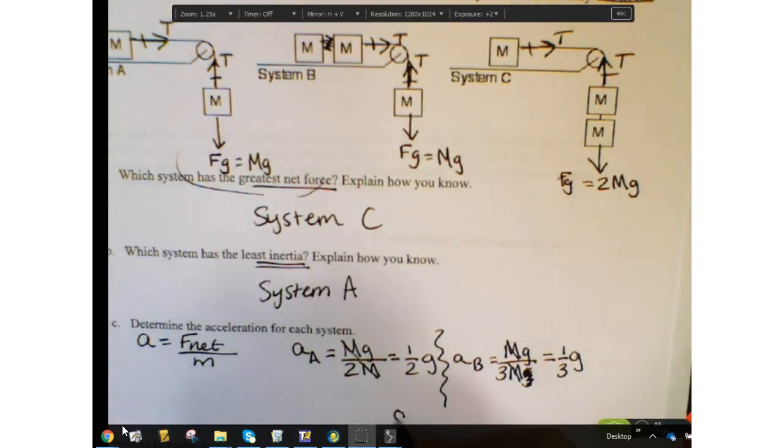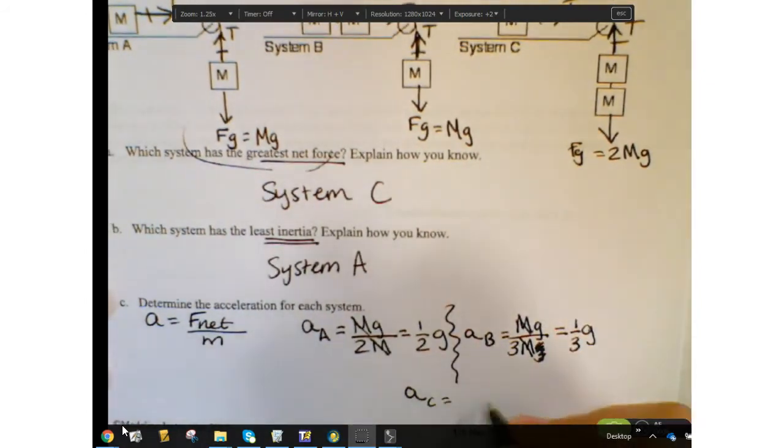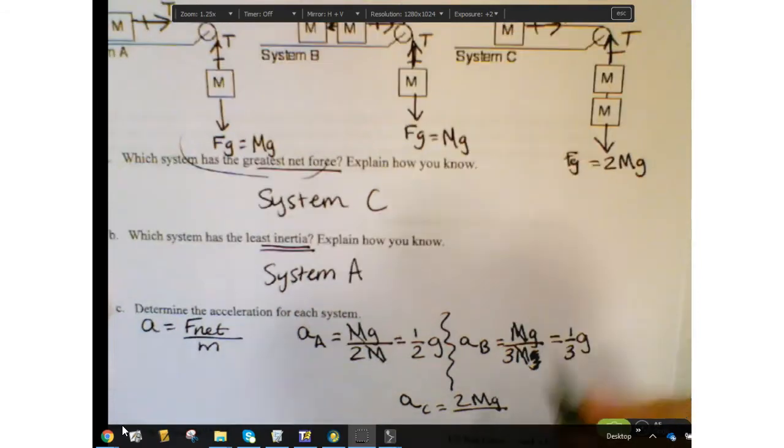Finally, if I'm looking at the acceleration for system C, the net force is 2 mg and the total mass is 3m. So it looks like this acceleration is going to be 2/3 of 9.8, or 2/3 of g.